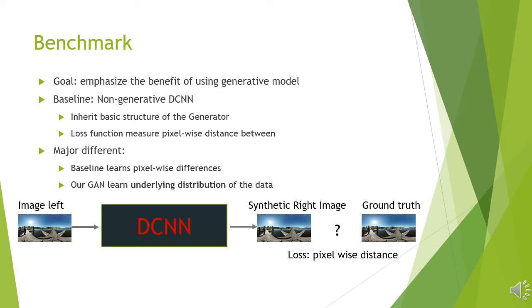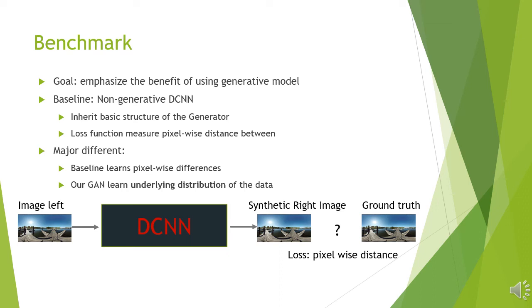Next, let's discuss the benchmark that we use for our project. So the baseline we decided to use is a non-generative convolutional neural network. Basically, we want to emphasize the advantage of using a generative model and how it will impact the image quality. In order to do this, the basic CNN will inherit the basic structure of the generator.